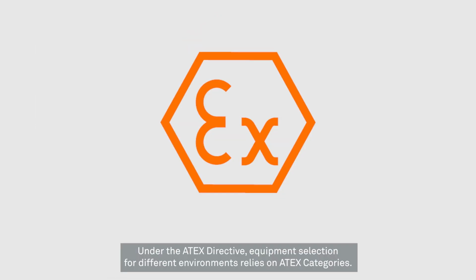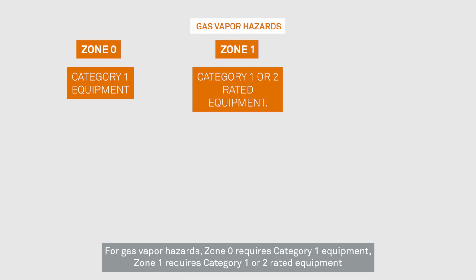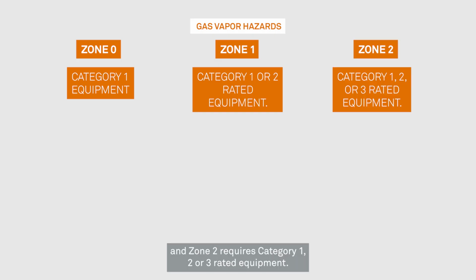Under the ATEX directive, equipment selection for different environments relies upon ATEX categories. For gas vapor hazards, Zone 0 requires Category 1 equipment. Zone 1 requires Category 1 or 2 rated equipment, and Zone 2 requires Category 1, 2, or 3 rated equipment.